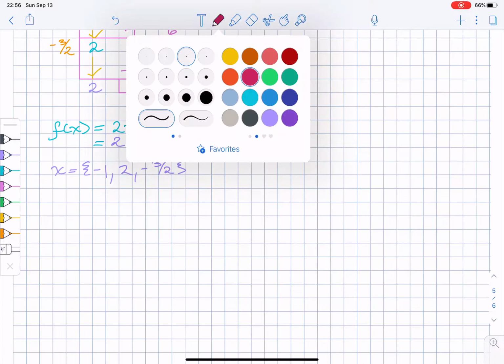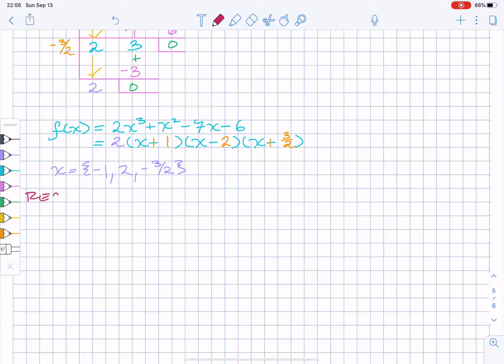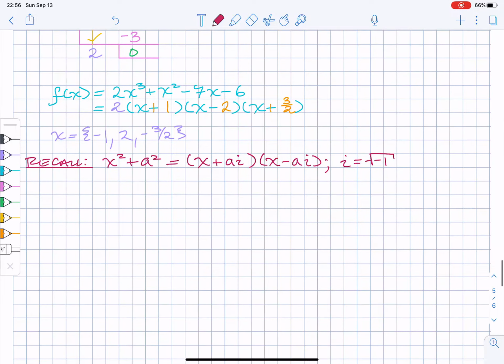Okay, so now we can recall. If I have x squared plus a squared, we can factor this over the complex numbers as x plus a times i, x minus a times i, where i is equal to the square root of -1. So what this means is that x is equal to plus or minus ai. And these are complex numbers, right?